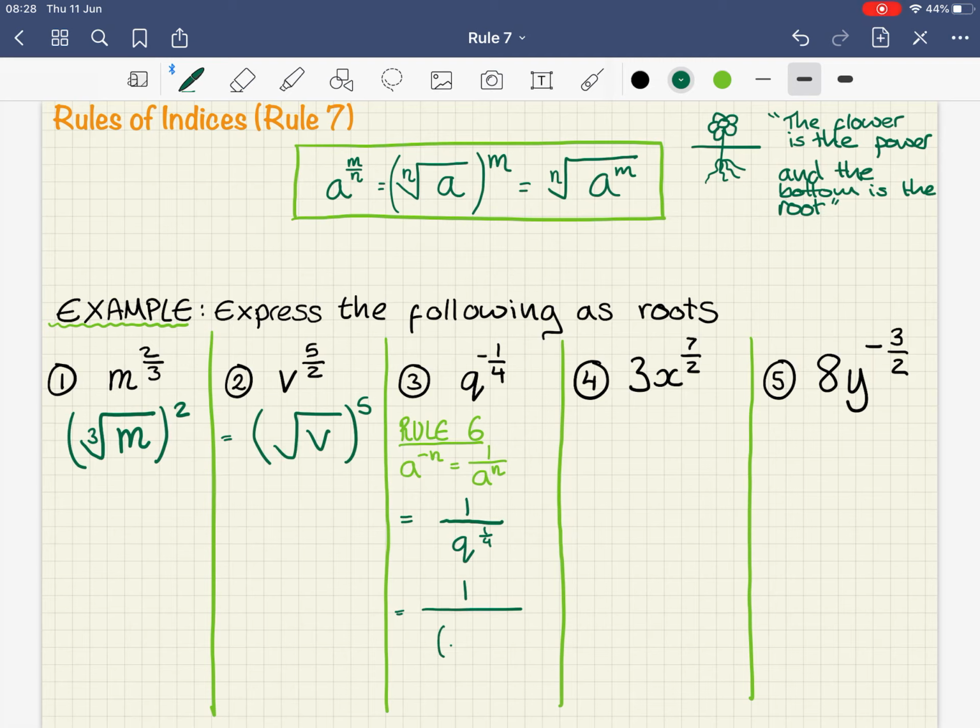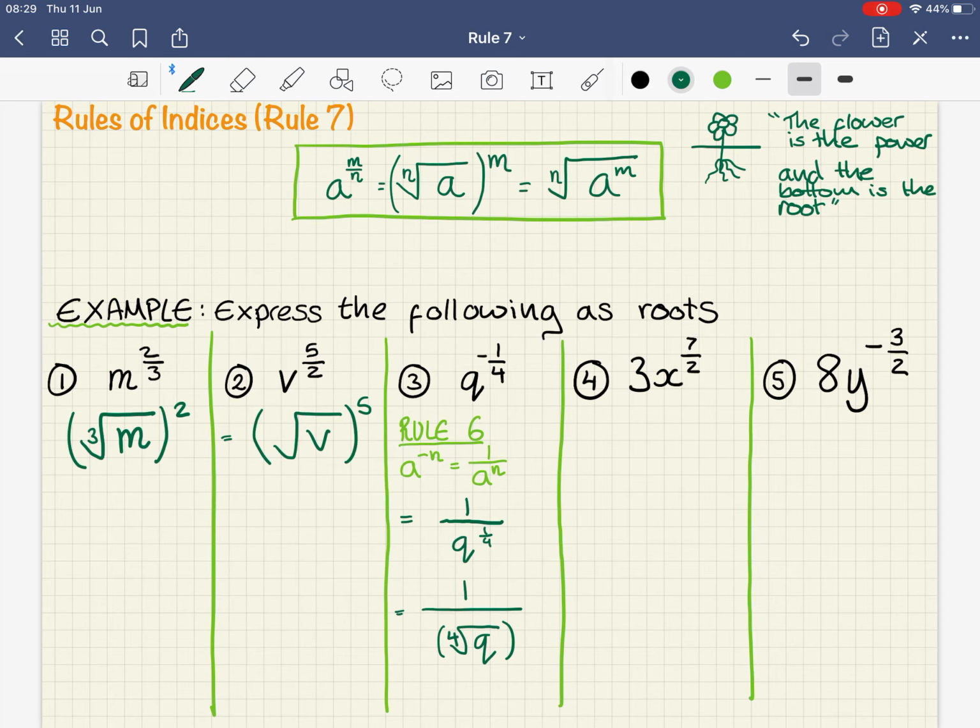So getting that q in there. So the flower is the power, which is 1. And I can put the 1 on the outside, but I don't really need it, so I'm not going to have it there. And then the bottom is the root. That 4 there is the bottom. So I'm going to have 4 in there.